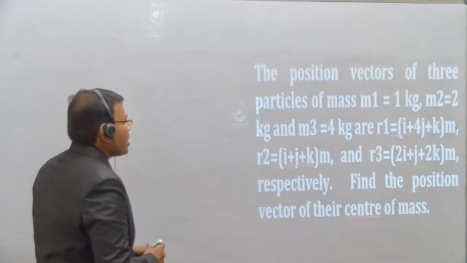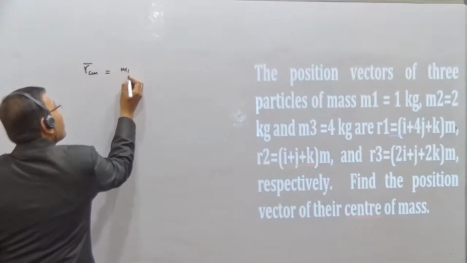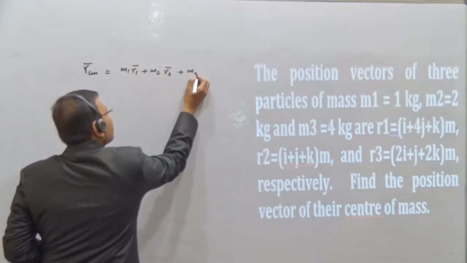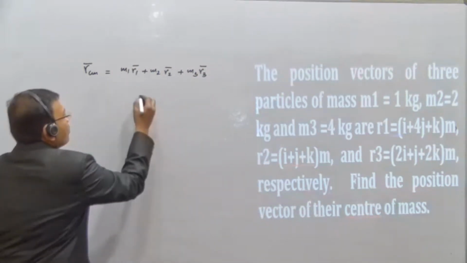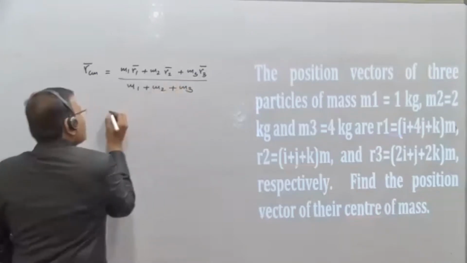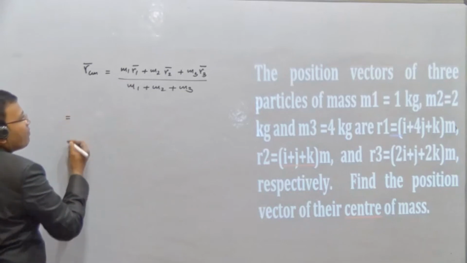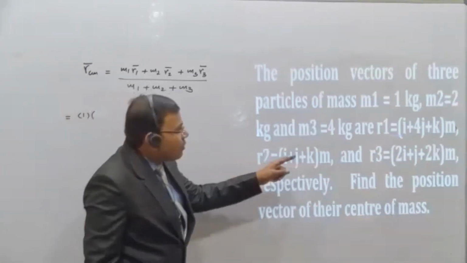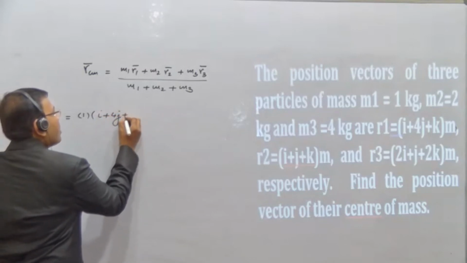So what I do here is take the position of the center of mass as m1 r1 plus m2 r2 plus m3 r3. Why am I taking till 3? Because 3 masses are given. Divided by m1 plus m2 plus m3. Now students, how much is m1? m1 is just 1 kg, so I take 1. And the vector for r1 is i plus 4j plus k.